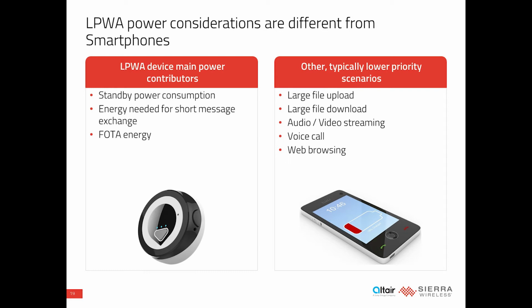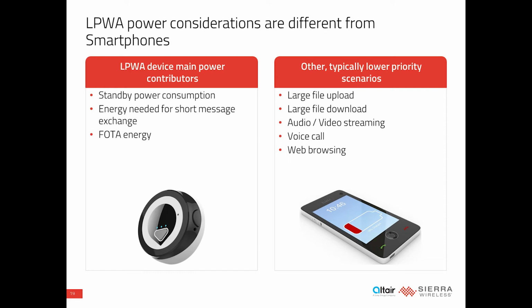LPWA devices are totally different. They're very lazy devices usually, mainly asleep, therefore standby power consumption is critical. And when they transmit data, it's mostly very small packets of data. And therefore the device and the application should be optimized to send those short messages like location, temperature, sensor data, or actuation like open a door, close the door, things like that.